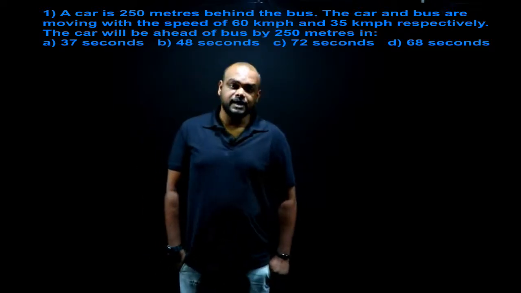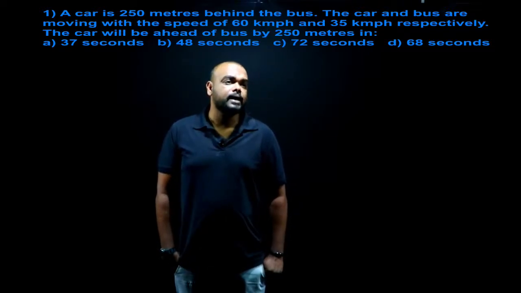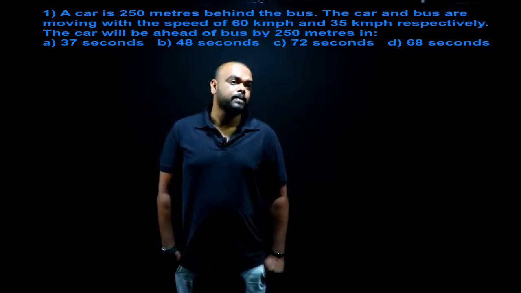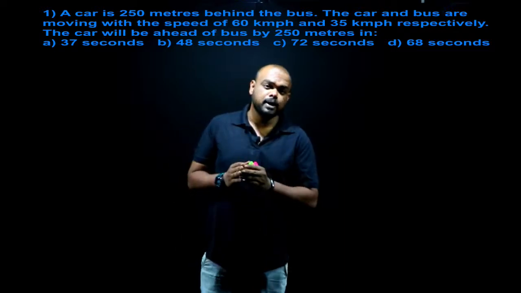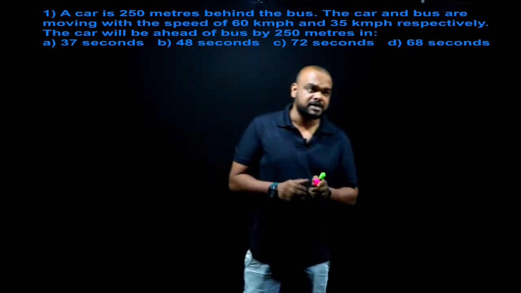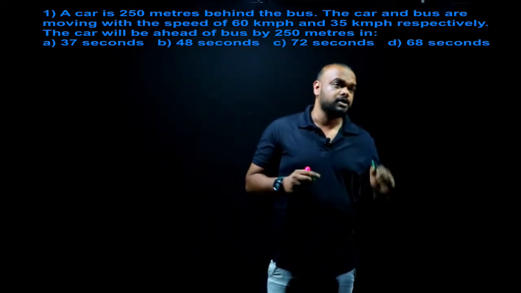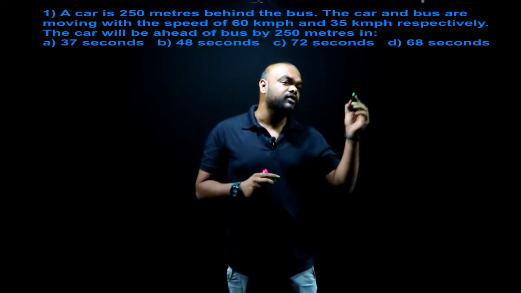Okay. So what does it say, guys? The question says a car is 250 meters behind the bus. The car and the bus are moving with the speed of 60 km per hour and 35 km per hour, respectively. The car will be ahead of the bus by 250 meters in. Okay. So first, let us have a pictorial representation.